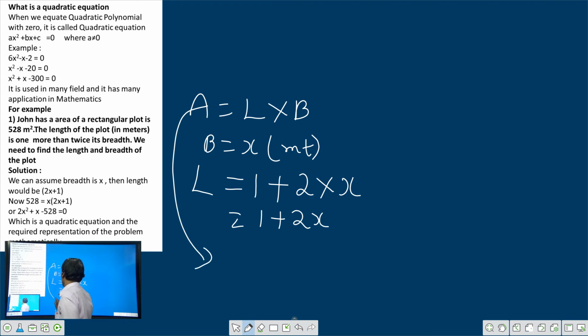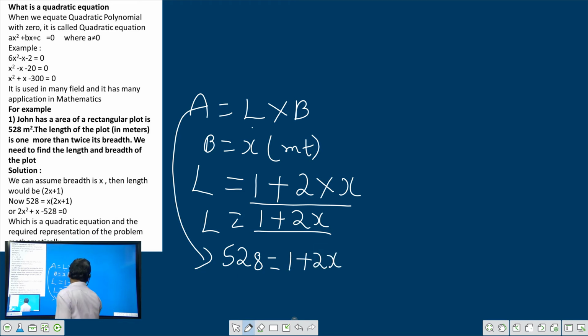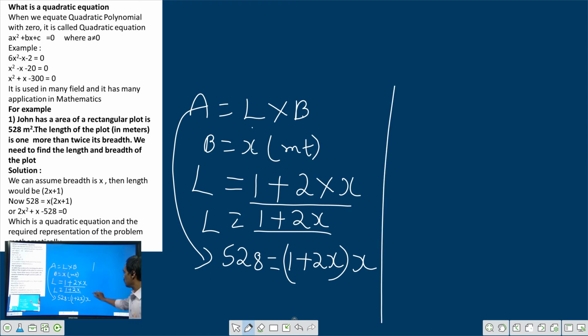So according to this, substitute in the formula: A is equal to area is equal to length into breadth. Area is given as 528. Length, which I just got, is 1 plus 2x. In the place of breadth, what I assumed as x. So 528 is equal to x into 1, x, 2x into x, 2x square.